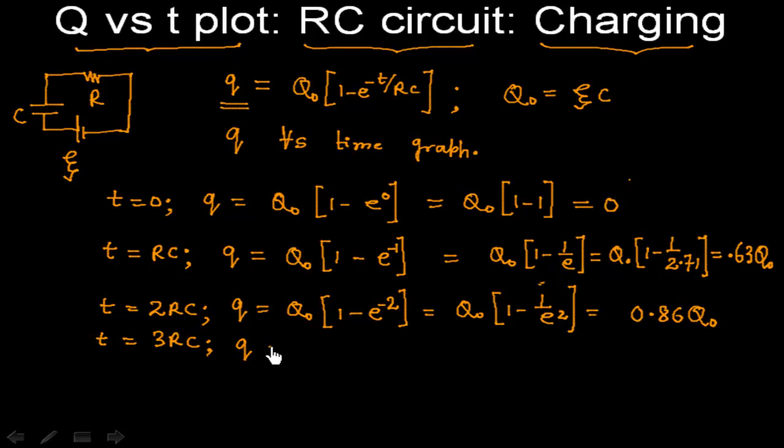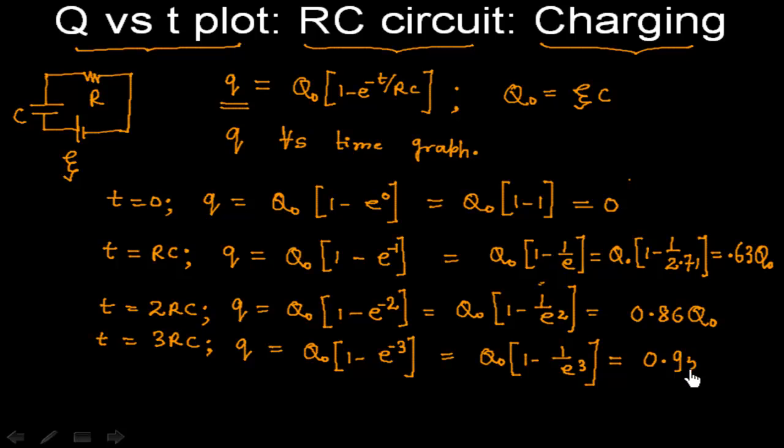Similarly, we can calculate after 3 time constants. So we will have Q equal to Q naught times 1 minus e to the power minus 3. So this is Q naught times 1 minus 1 by e to the power 3, and if you plug in the value of e, that is 2.71, this comes out to be 0.95 times Q naught.